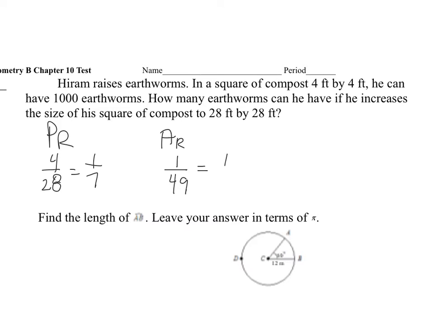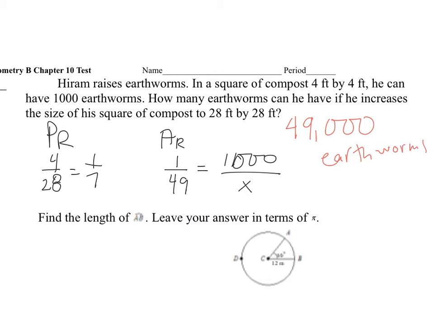And I can fit 1,000 earthworms in there. That's really disgusting in my mind, but if you're a compost person, I guess you really like it. Cross multiply and you get 49,000 earthworms. Yummy. I guess that's going to be some really nice soil. So now you should pause the video and try to do the next problem by yourself.